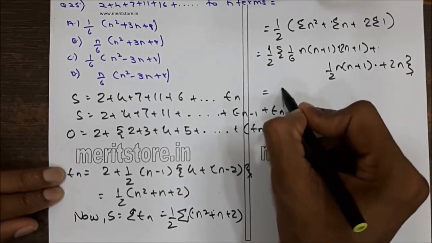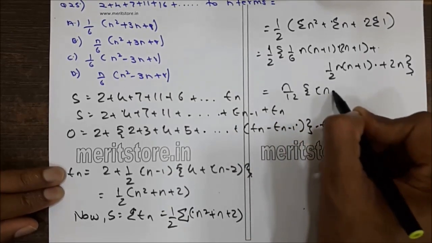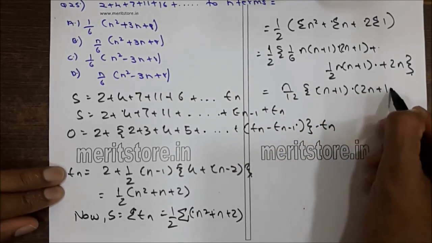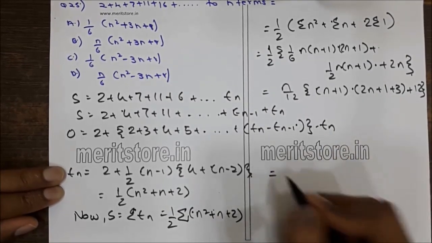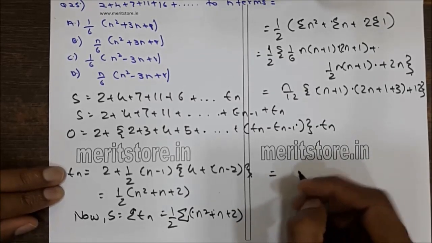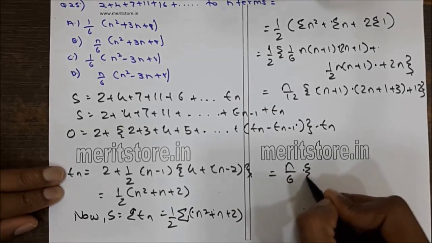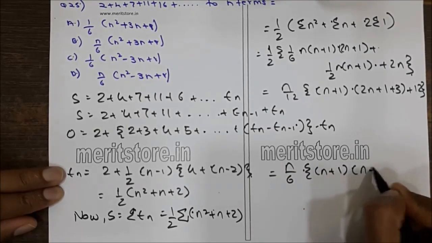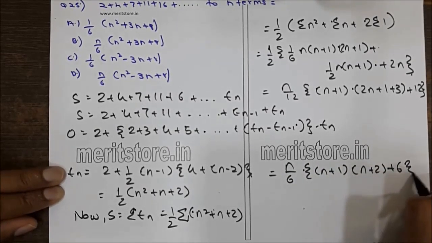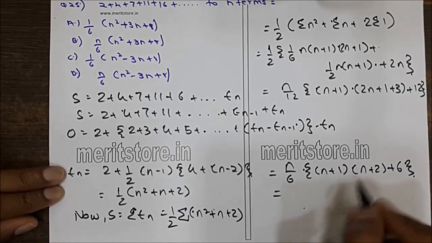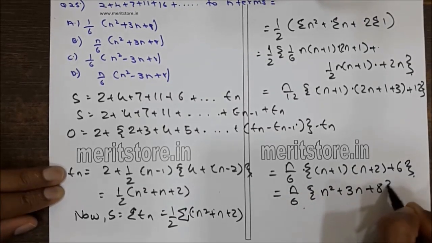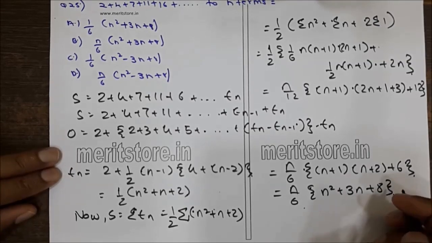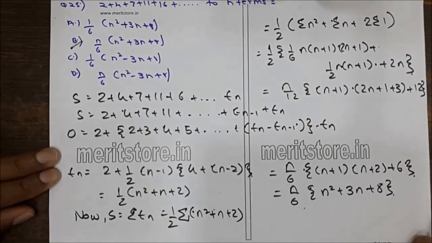For solving this we get n by 12 (n plus 1)(2n plus 1) plus 3(n plus 1) plus 12. For solving this, we can write this as n by 6 (n plus 1)(n plus 2) plus 6. So we solve this bracket, we get n by 6 (n square plus 3n plus 8), which is our option B. Therefore option B is the correct answer.